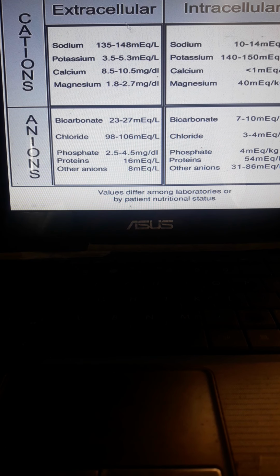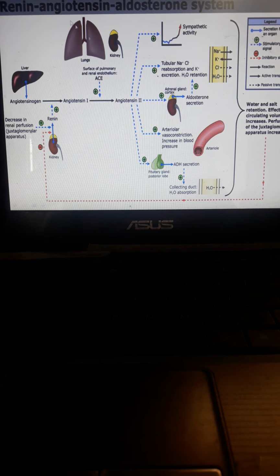So these are examples of the values of the cations and anions that are found inside the body. Values differ among laboratories and by patient nutritional status. So take note of the values. We go now to the renin, angiotensin, aldosterone system.